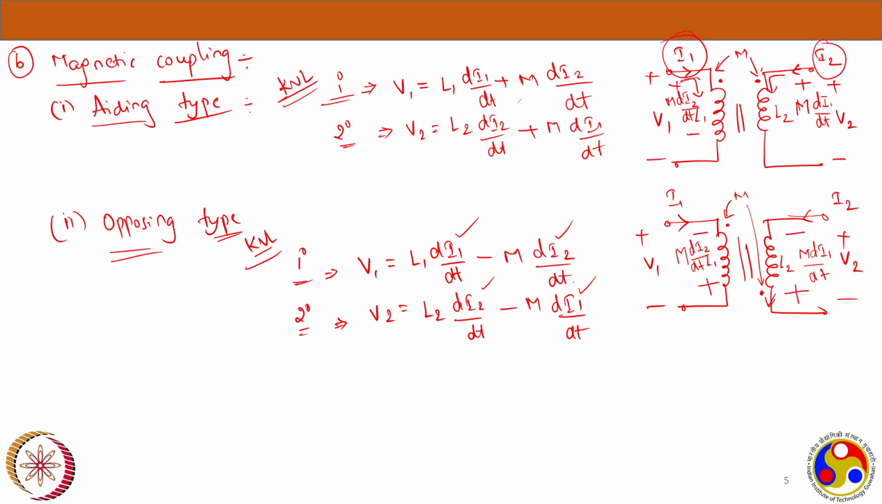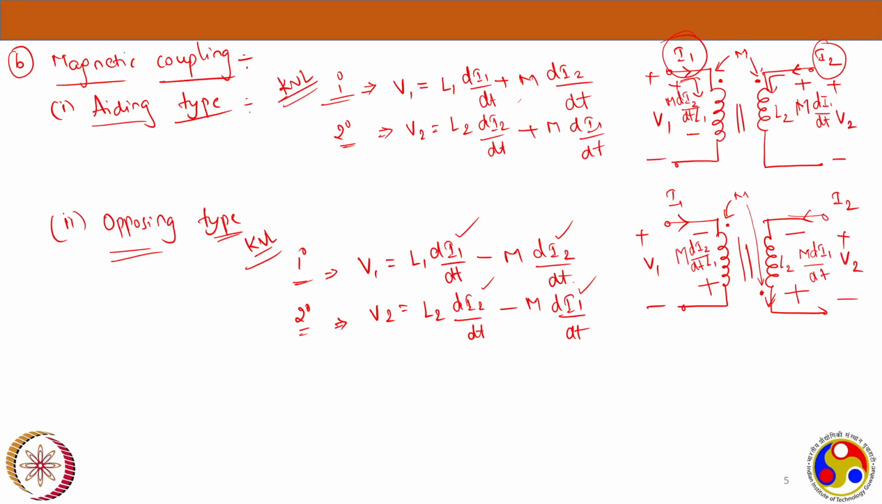And we saw the same kind of discussion in magnetic coupling as well, where we saw the aiding type and opposing type. Within that, there is no physical connection. The entire mutual coupling we saw is due to the currents flowing through the two different coils. Here the currents are different because there is no series connection, and I1 and I2 are responsible for the mutual inductance for the second coil and primary coil respectively.